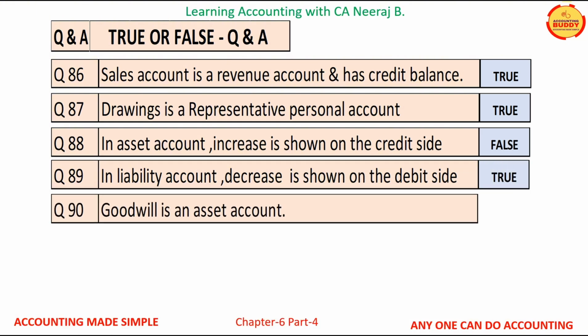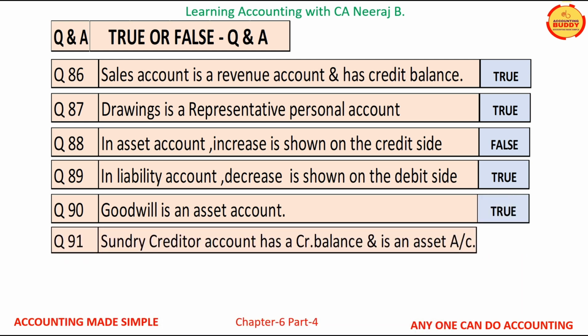Question number 90. Goodwill is an asset account. This is again a true statement. Question number 91. Sundry creditor account has a credit balance and it is an asset. This is a false statement. Sundry creditor, though by nature is always having a credit balance, but it is not an asset account. It is a liability account.